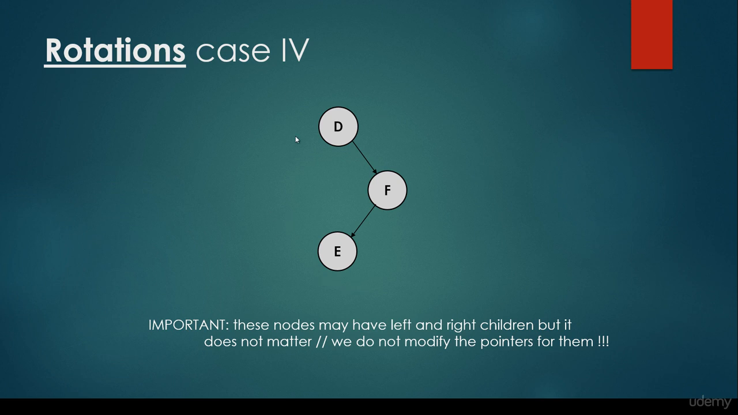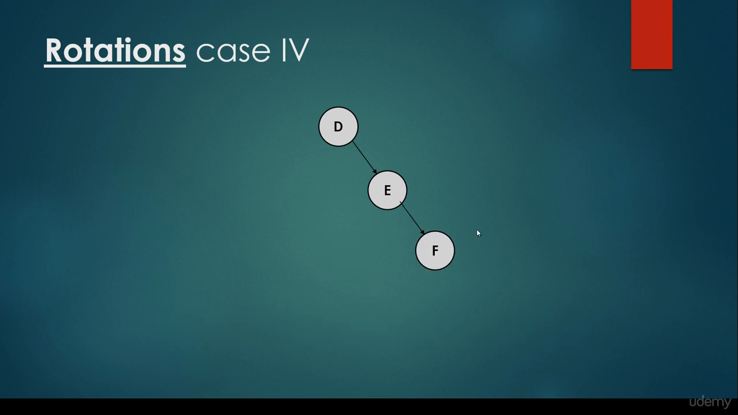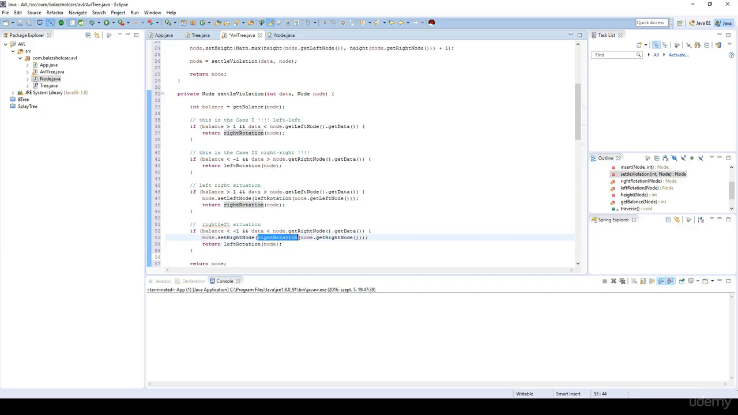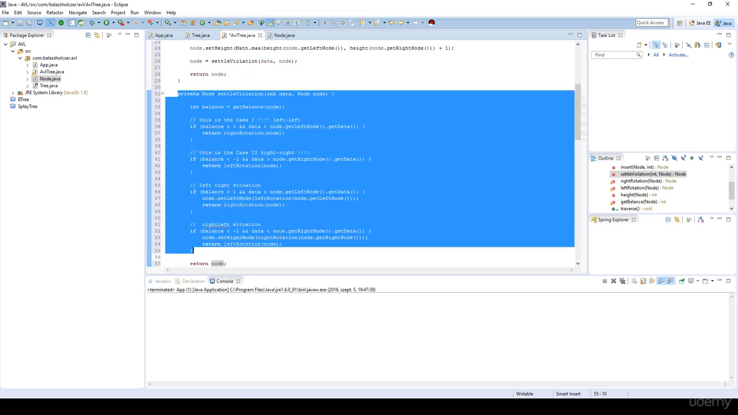Okay, so this is the case we have been considering. This is a left child, but the parent is the right child of the root node. So we just have to right rotate this F, so the parent. Okay, and then we have to make a final left rotation on the grandparent. So that's why we rotate right and then rotate left the grandparent. And basically that's all about this settle violation method.